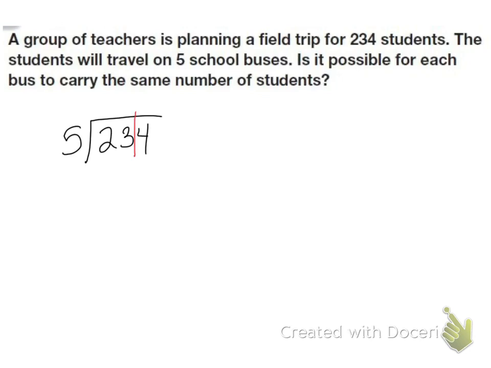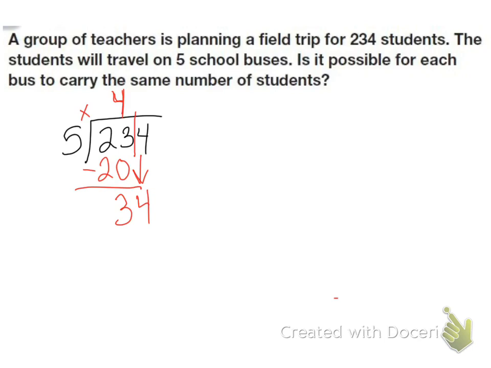23 divided by 5. Okay, so I know that 23 divided by 5, I know 5 can go into 23 4 times. And then I do 5 times 4, and that's 20. Then I subtract. 23 minus 20 is 3. And then I bring down the next number. Okay, now I divide 34 divided by 5.